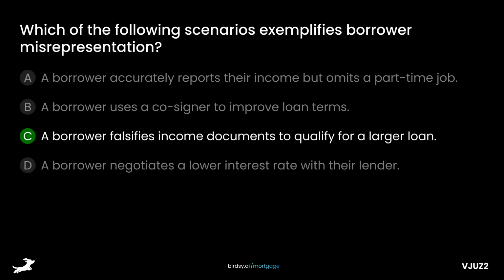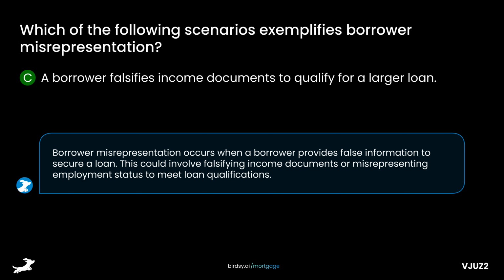The answer is C, a borrower falsifies income documents to qualify for a larger loan. Borrower misrepresentation occurs when a borrower provides false information to secure a loan. This could involve falsifying income documents or misrepresenting employment status to meet loan qualifications.